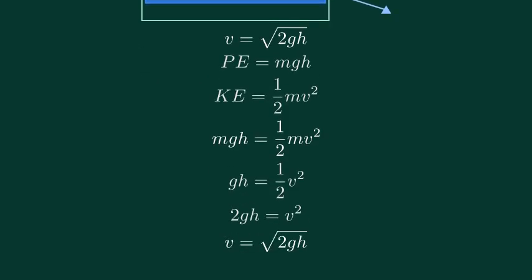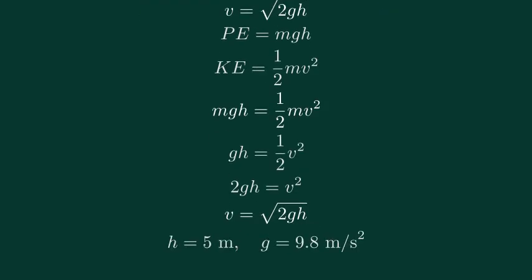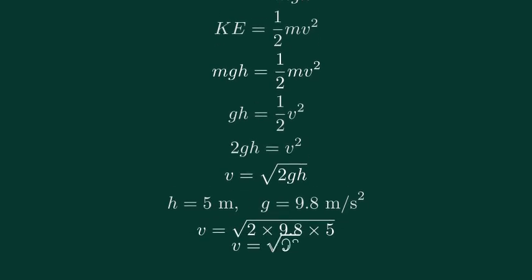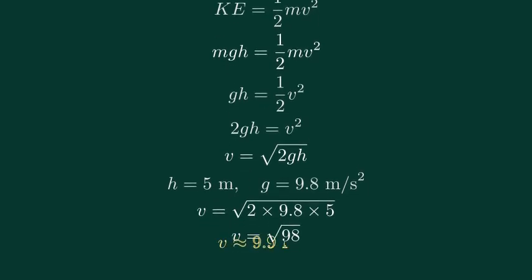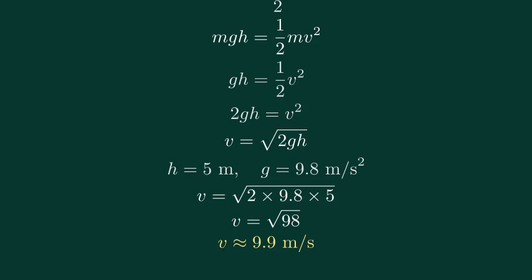Now, let's do an example. Suppose the hole is 5 meters below the surface, and g is 9.8 meters per second squared. We plug into the formula. We get the square root of 98. The final speed is about 9.9 meters per second.